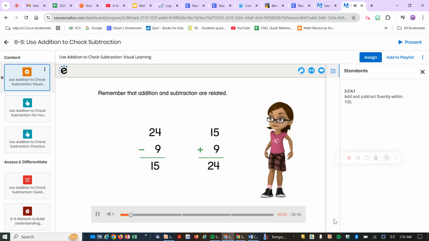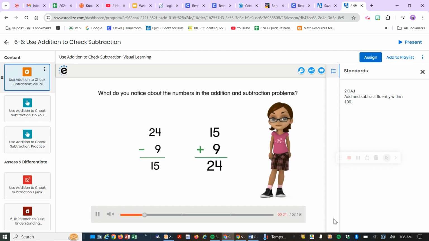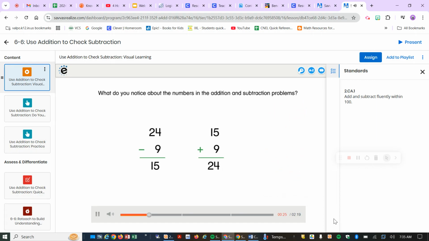Remember that addition and subtraction are related. So you can add to check subtraction. What do you notice about the numbers in the addition and subtraction problems? The sum of the parts is the same as the whole. Now look at the subtraction problem. How did you subtract 9 from 24?